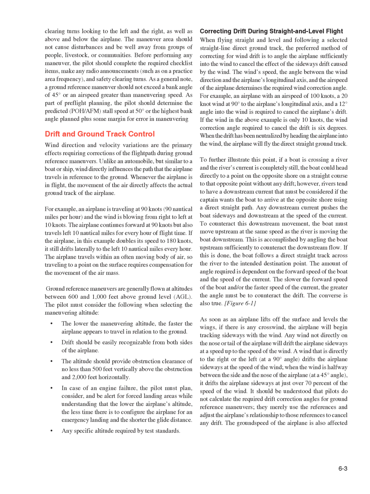Ground reference maneuvers are generally flown at altitudes between 600 and 1,000 feet above ground level (AGL). The pilot must consider the following when selecting the maneuvering altitude. The lower the maneuvering altitude, the faster the airplane appears to travel in relation to the ground. Drift should be easily recognizable from both sides of the airplane. The altitude should provide obstruction clearance of no less than 500 feet vertically above the obstruction and 2,000 feet horizontally.